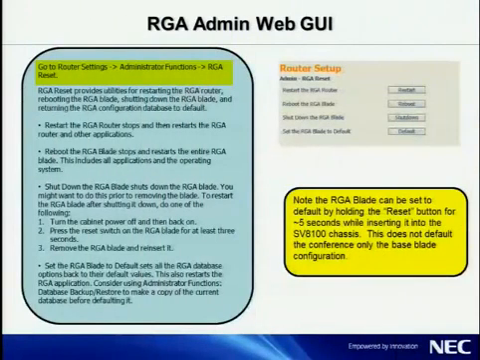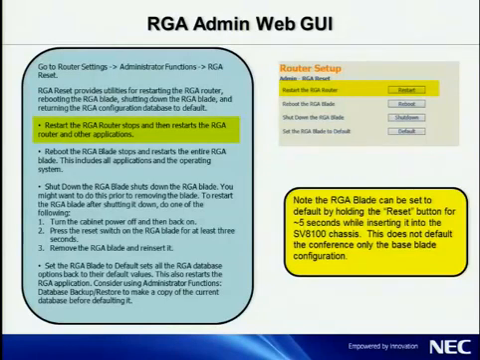Next, go to Router Settings, Administration Functions, RGA Reset. This provides utilities for restarting the router, rebooting the RGA blade, shutting down the RGA blade, and returning the RGA blade configuration database to default.